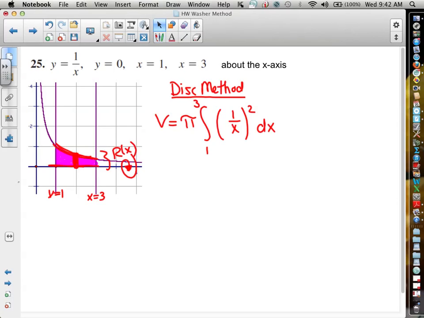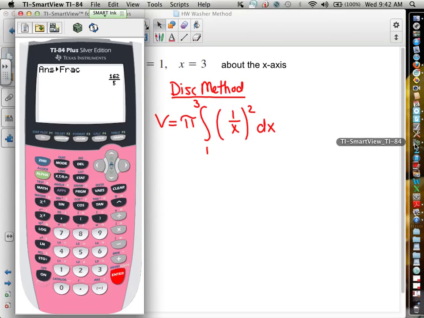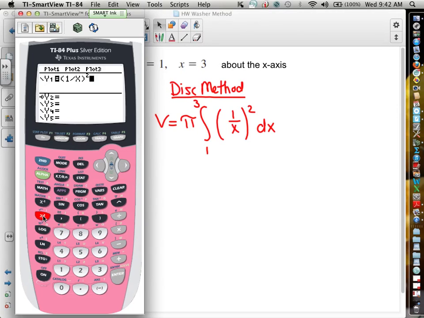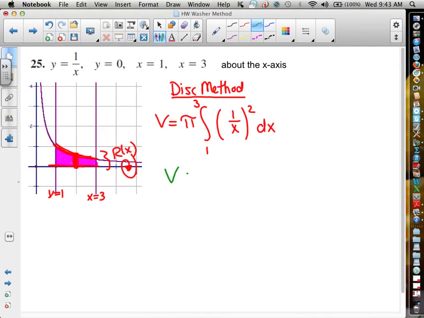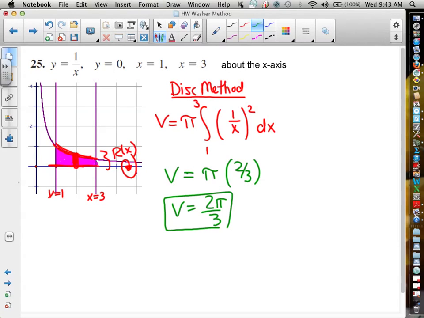Okay, and you can integrate it with your calculator. So we'll type in 1 over x. That quantity is squared. And we're integrating from 1 to 3. And we get 0.6 repeated, which is 2/3. If you're not sure, you can change it in the fraction part of the calculator. So 2 pi over 3 is our volume for that solid.